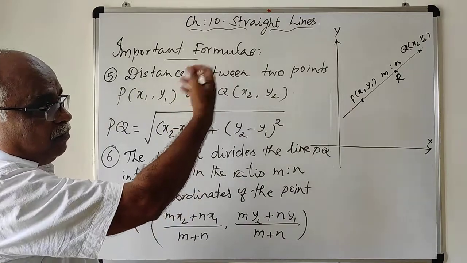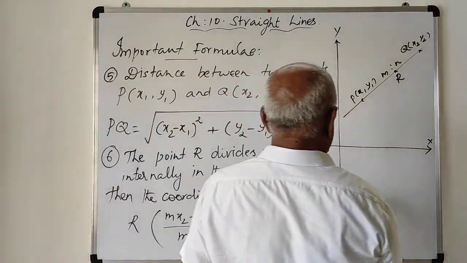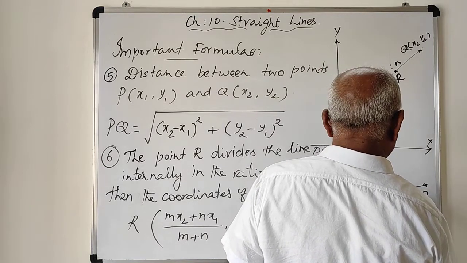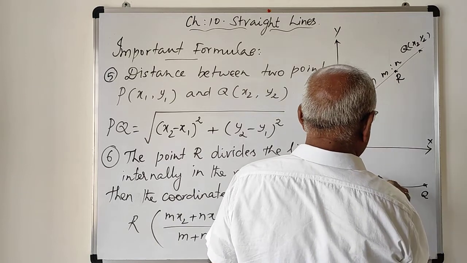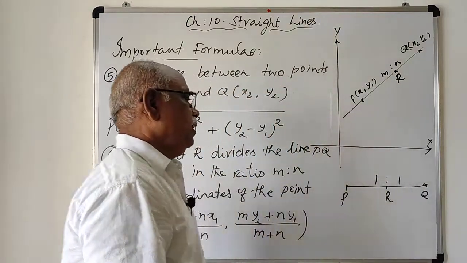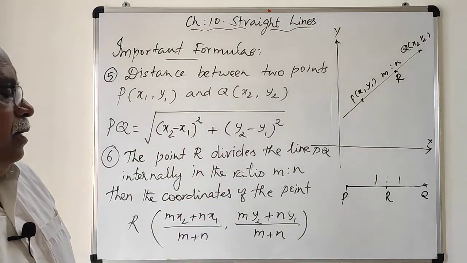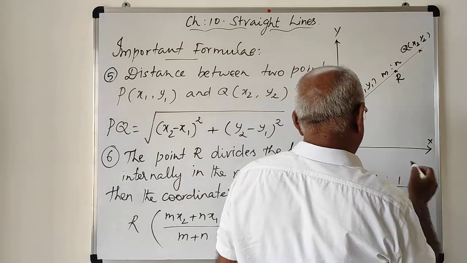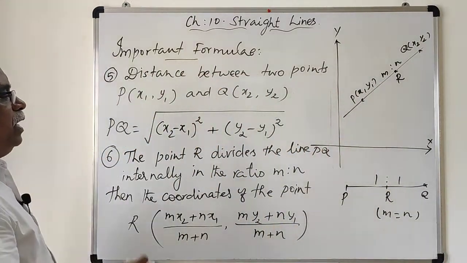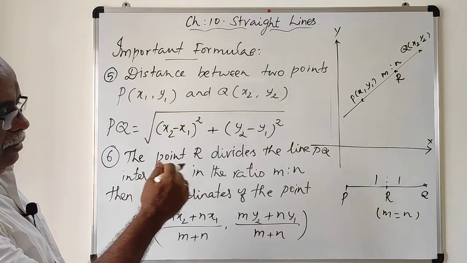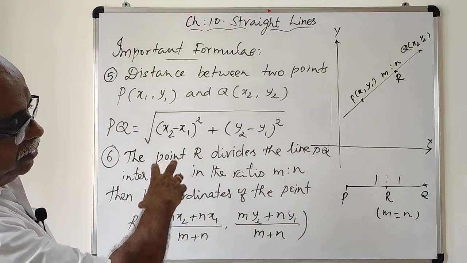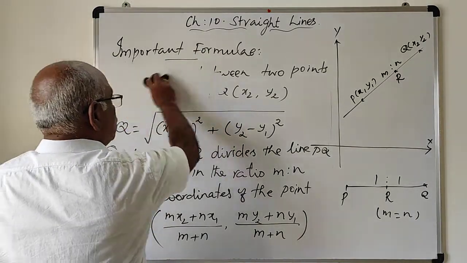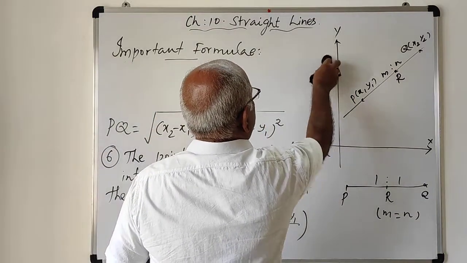That is, R is the midpoint of the line PQ. In this case, it divides the line in the ratio 1:1. That is, m equal to n. Therefore, the ratio is 1:1. Suppose R divides the line PQ exactly into two parts, or otherwise R is the midpoint of the line PQ. In this case, the ratio is 1:1. That is, m becomes equal to n.